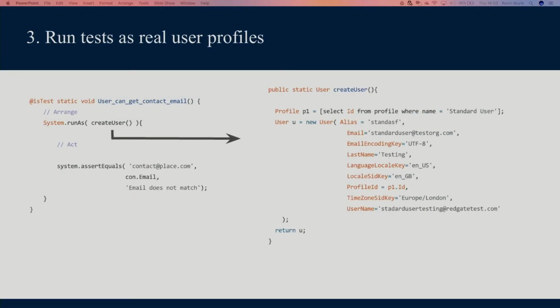Run tests as real user profiles. As you probably know, when we run tests, they'll run in the system context, and it's important that you create a user that they run under so that you can verify that all of your code and your workflow rules will all work as expected when run under that particular user. Very easy to do. You just call create user, and you can set up whatever level of access that user needs to have, whatever time zone they're in, all that kind of thing.